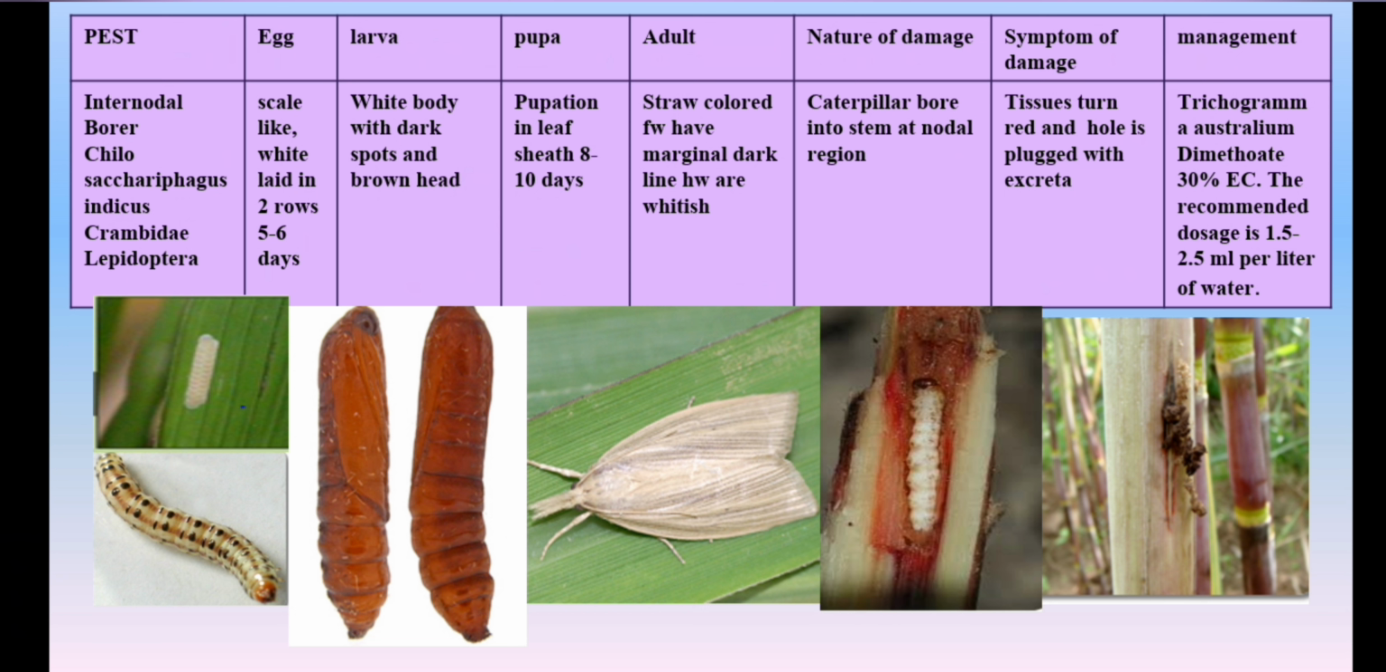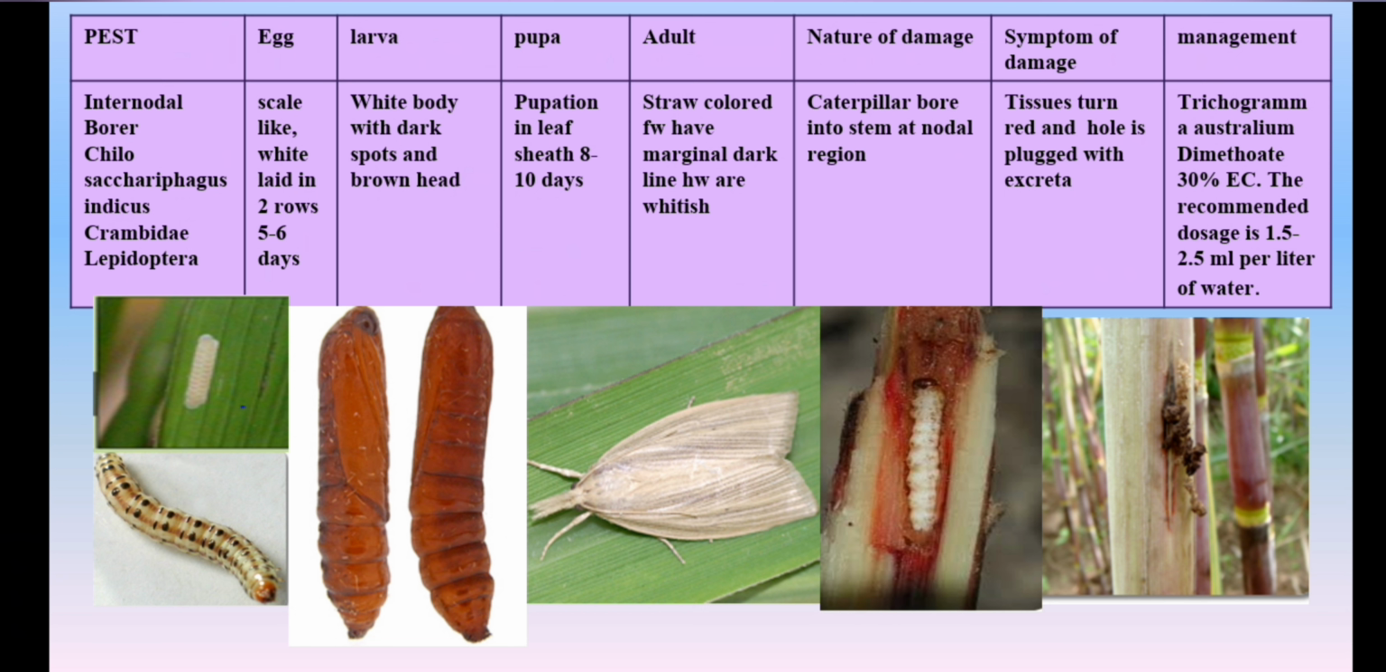In the first image, they are white and scale like. Scale like means nothing but flat, and these are laid in 2 rows. Coming to the larva, the larval body is covered with dark spots and the head is brown in color, whereas in the previous pest, early shoot borer, the larva has 5 violet stripes on the body. In internodal borer, the larval body is covered with spots. And pupation takes place in the leaf sheath, and the pupal period is 8 to 10 days.